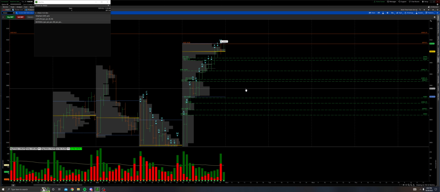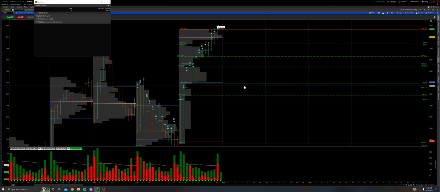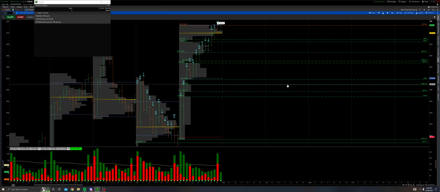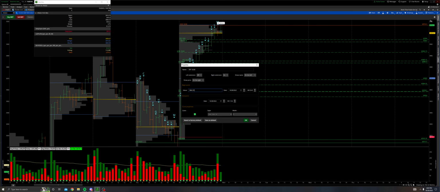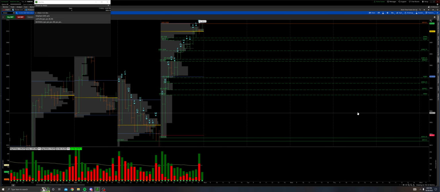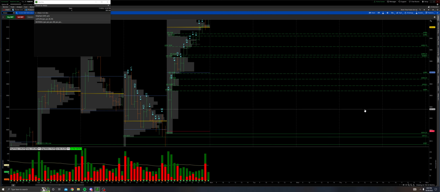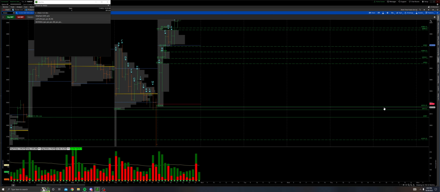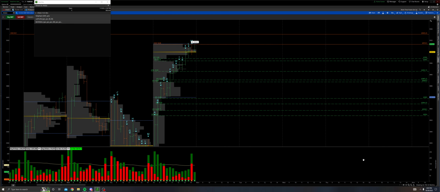Another set of single prints 38.85.25 to 38.83.50. From there, another set of single prints 38.69, 38.60 to 38.64.25 is what this is supposed to be, not 35. And then another set of single prints at 38.58.50 to 38.54. And then our low of day at 38.16.33.